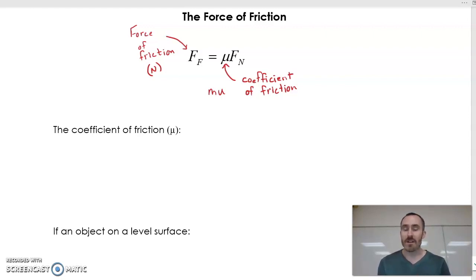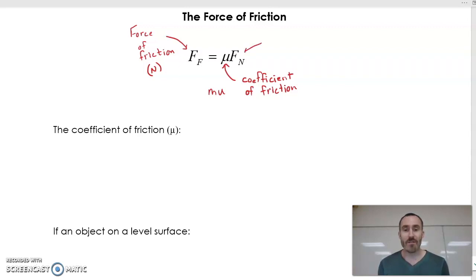Almost always. Every once in a while there's a certain type of material on another certain type of material that will get you above 1, but we really won't deal with that very often. So you can keep that in mind when you're solving problems. If you get answers that are outside of the 0 to 1 range, they're probably not correct.